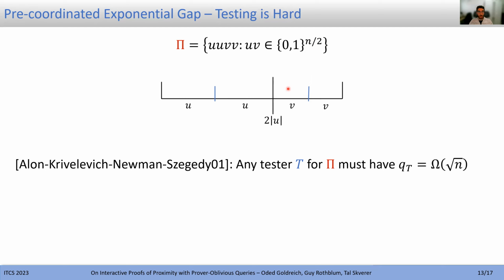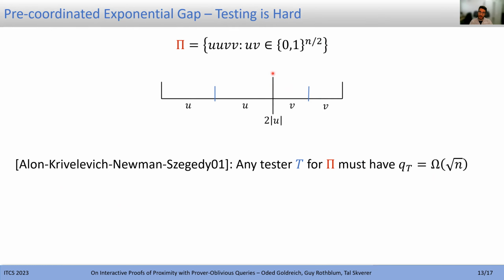Okay, and why is testing hard? This is already shown by a work of Alon, Krivelevich, Newman, and Szegedy, which shows that any tester for this specific property must make relatively many queries to test, so at least square root n. A little bit on why this property is difficult.